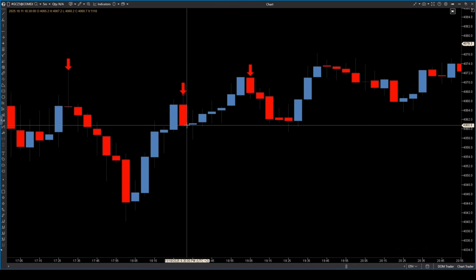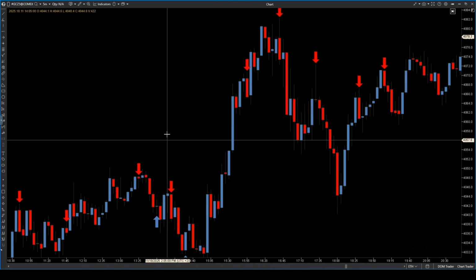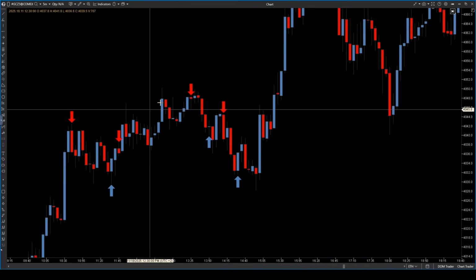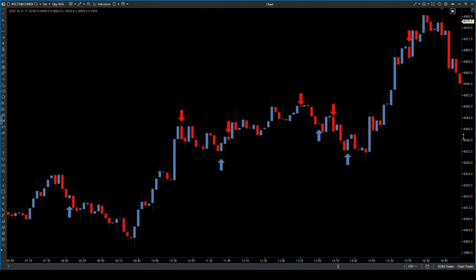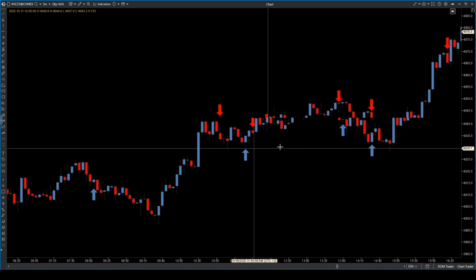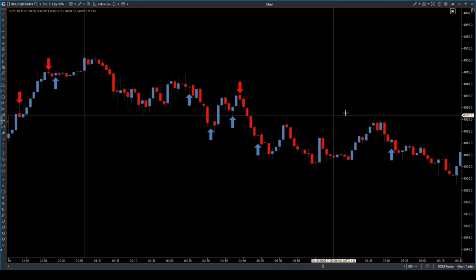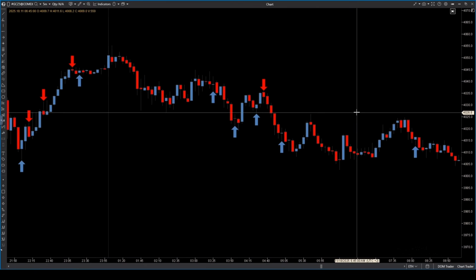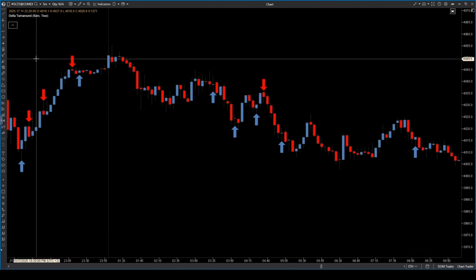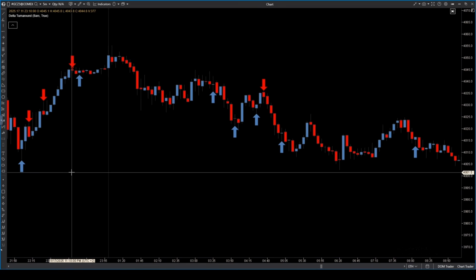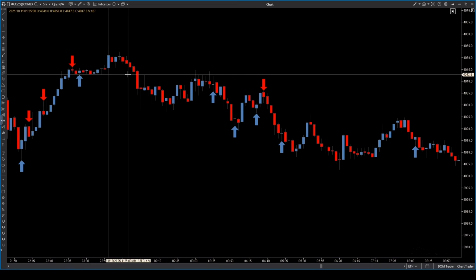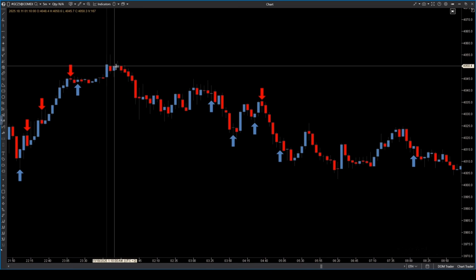Delta turnaround tracks changes in delta direction and uses arrows to indicate potential reversal points. If 2 consecutive candles had a positive delta, meaning buyers were active, and the next candle closes with a negative delta, a red arrow appears above. A downward reversal is possible. If 2 consecutive candles had a negative delta, and the next candle closes with a positive delta, a green arrow appears below, indicating a possible upward reversal.